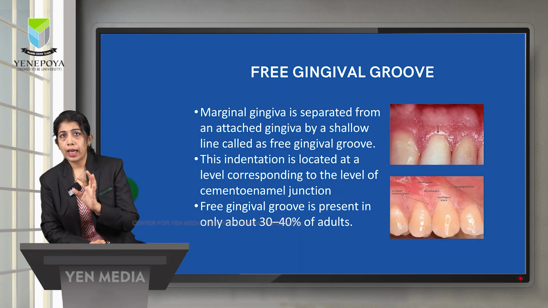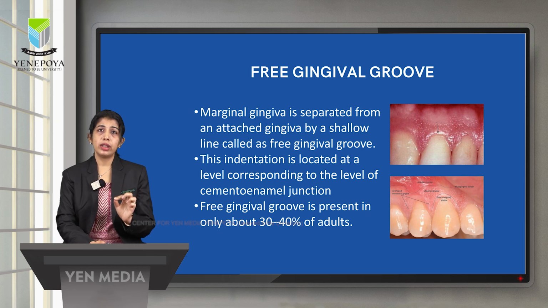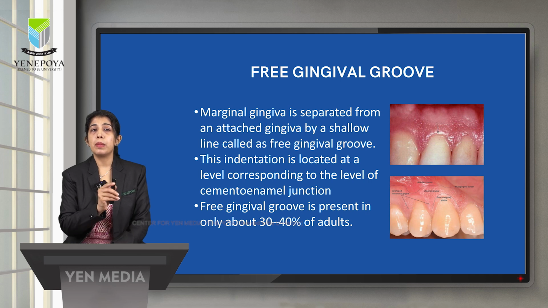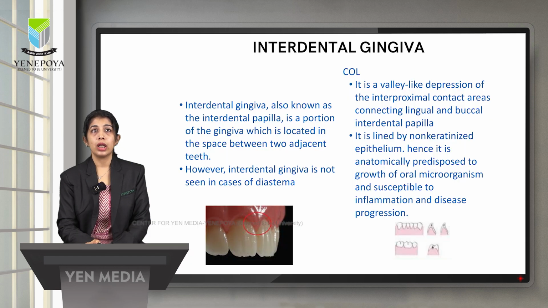Coming to the macroscopic, as I said, there is a marginal gingiva, there is an attached gingiva. Between the marginal gingiva and the attached gingiva, there is something called a free gingival groove. Okay, it is not present in all oral cavities, but around 30 to 40% of adults have this free gingival groove that marks the demarcation between the free gingiva or the marginal gingiva and the attached gingiva.